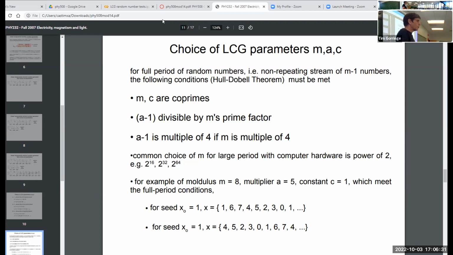So if I was using m equals 32 and I wanted a full period, I would get all the numbers from 0 to 31, not incrementally, but just jumbled around, before I start to repeat. So that's a full period. And you want that because you want to be able to generate a long stream of random numbers. If you're doing a model simulation, you're going to be calling this many, many times. And so you want a long stream.